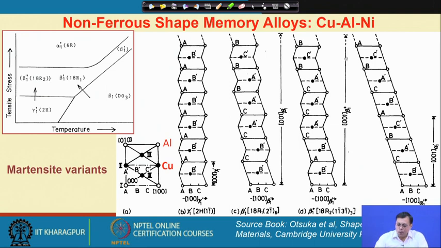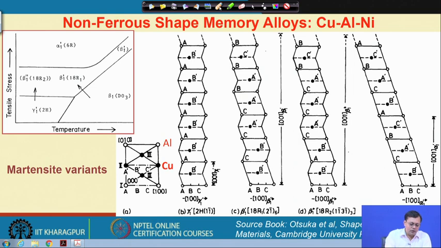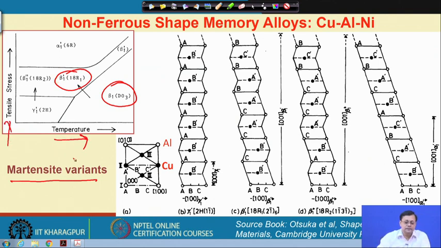Now, in case of the copper aluminum nickel system, we should look at some of the variants that appear. The martensite variants are important because we know about the crystallographic changes that occur in this particular case. The beta phase, whose structure is D03, transforms into 9R or 18R type of martensite. Now, here this is the stress versus temperature axis.